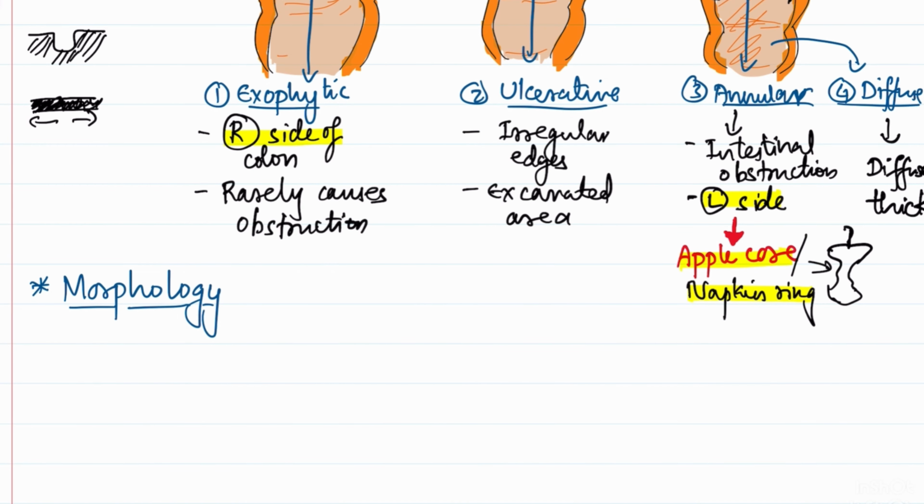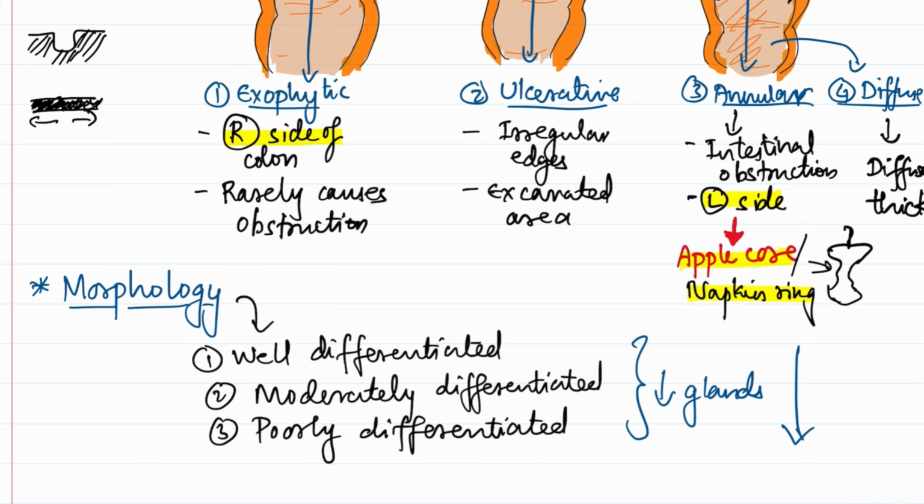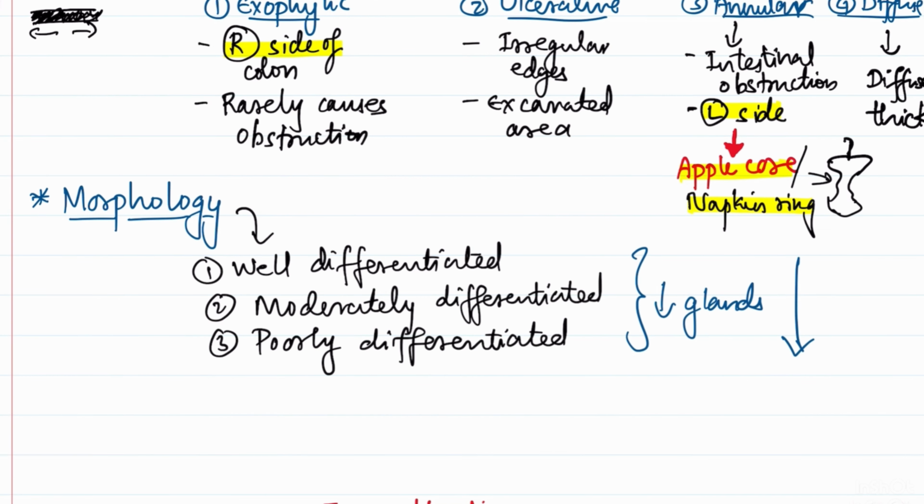Now we move on to the part of microscopy. It's not morphology, it's actually microscopy. And for microscopy, adenocarcinomas could be of 3 types. They could be well differentiated, moderately differentiated, or poorly differentiated. If they are poorly differentiated, as the differentiation is reduced, the number of glands will decrease as we go down. There are some variations as well, which we will just mention the names of. It's not that important. The first one is the mucinous variant.